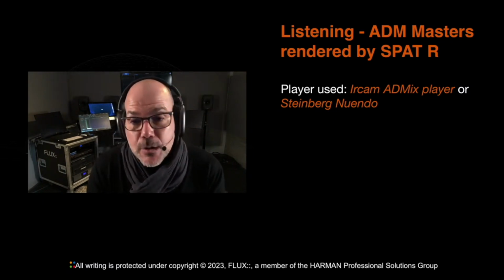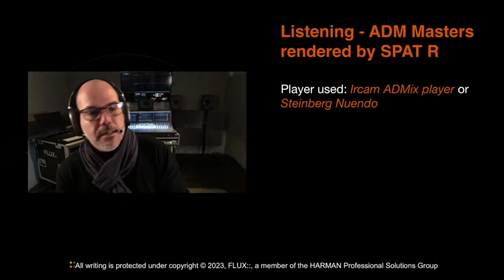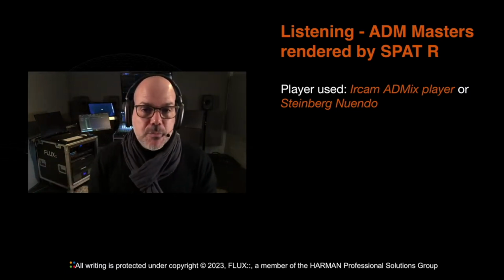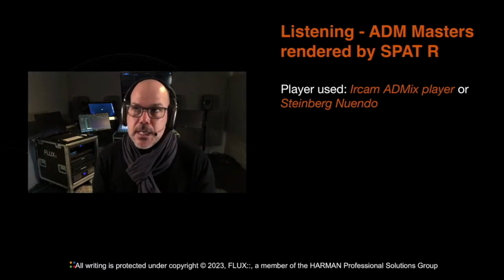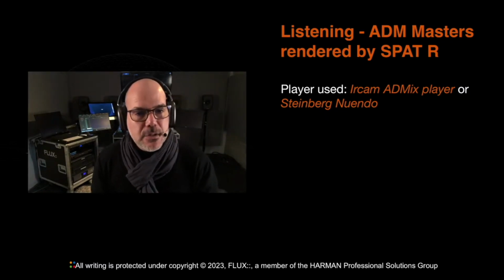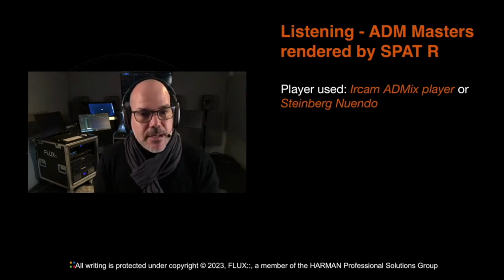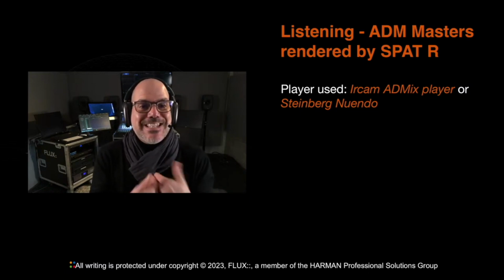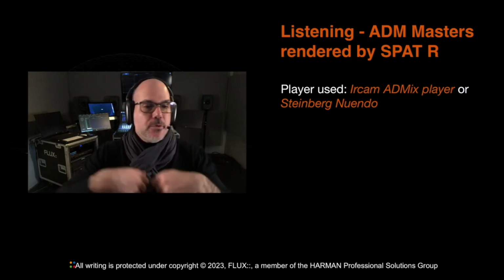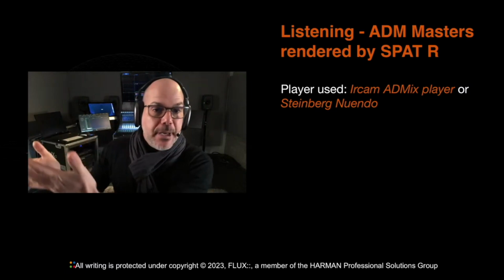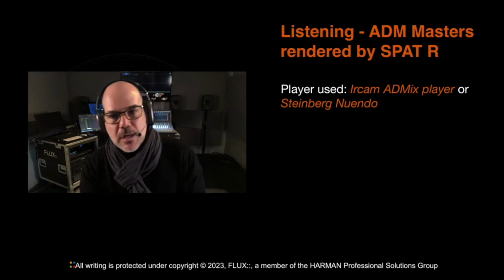I'm going to be using a player from IRCAM called the ADM Mix. It's a very simple tool to play out the audio and the metadata for SPAT Revolution rendering. We're not going to spend time on the player at all, but I could be using Steinberg Nuendo as well. Important to note that Nuendo is, I have to be careful, but probably the only DAW today that beyond importing the actual ADM file, the ADM master, actually sends out the metadata. Not just to a Dolby internal renderer, not just to a Dolby external renderer, but to an MPEG-H renderer, to SPAT Revolution, or an external renderer using OSC, which we'll talk about in 2 seconds.